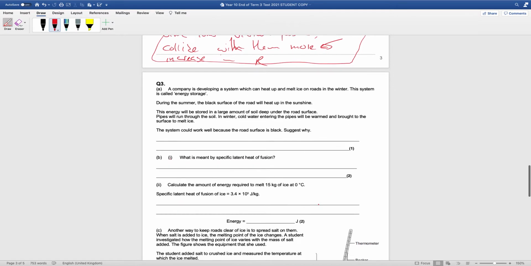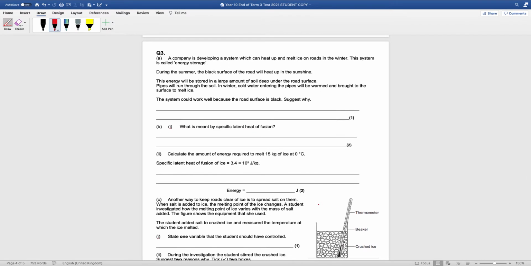Question 3. Why could this system of using the black surface to heat up in the sunshine and store that energy in the soil under the road surface, and then use that stored energy to melt ice, work? We need to be careful how we answer this. We're looking at thermal energy.